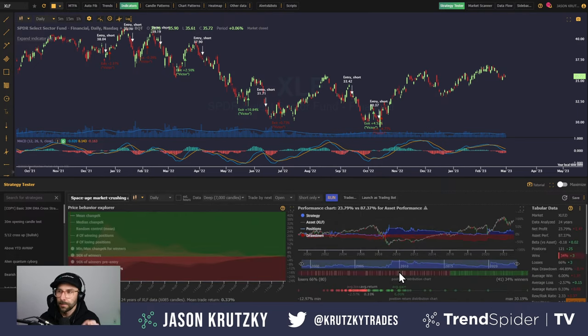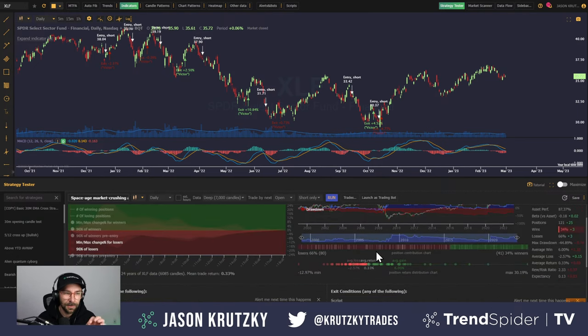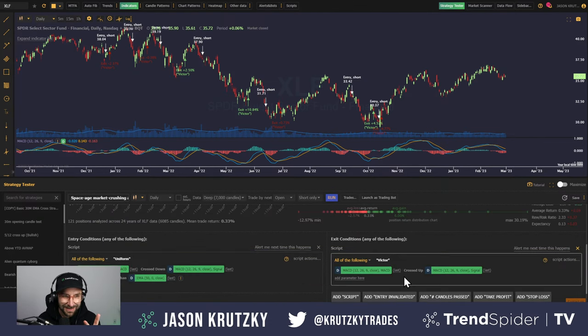Now, how can we make it even better? We have two options for additions to our exit. We can define strength again, right? We can say that the RSI is less than 30, meaning RSI is kind of oversold here, right? Would this be a reason to maybe get out of this short bias trade if RSI is oversold?